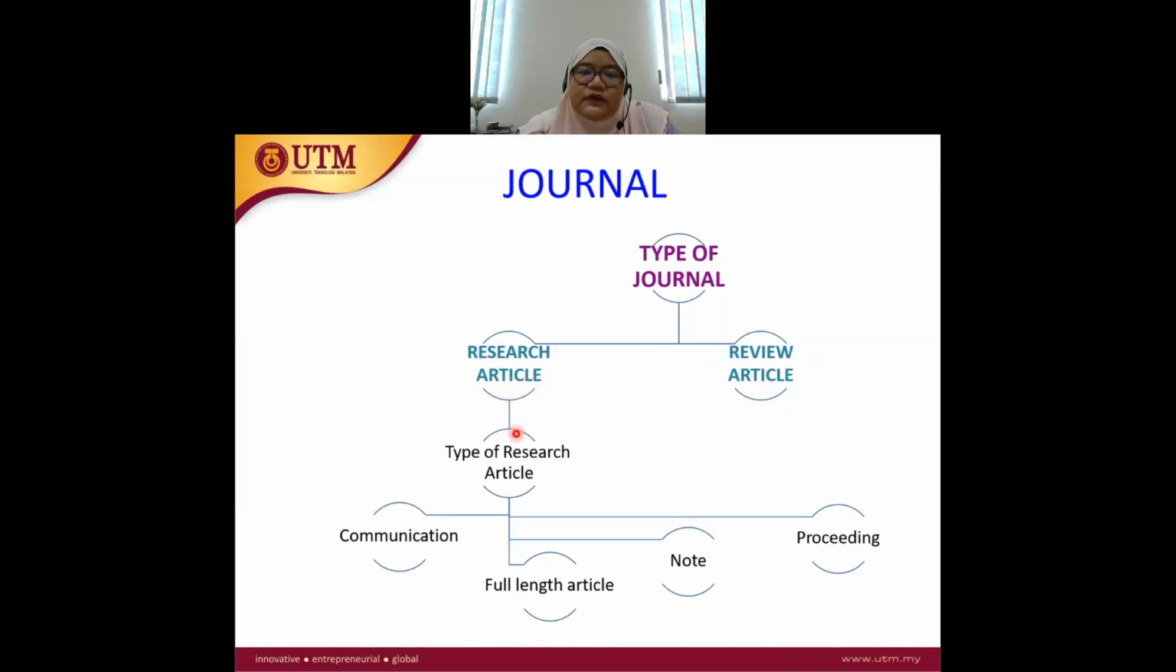Okay, the research articles have many parts, such as the communication, full-length article, notes. Notes are much shorter, and proceeding. Proceeding is usually in conference. As for review articles, they give so much information on previous studies about a certain topic, and you can find many citations in a review article.